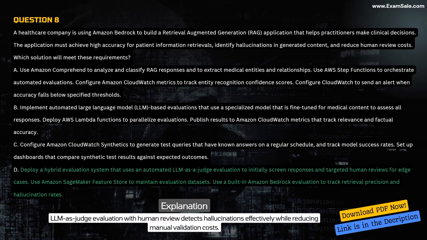Explanation: LLM as judge evaluation with human review detects hallucinations effectively while reducing manual validation costs.